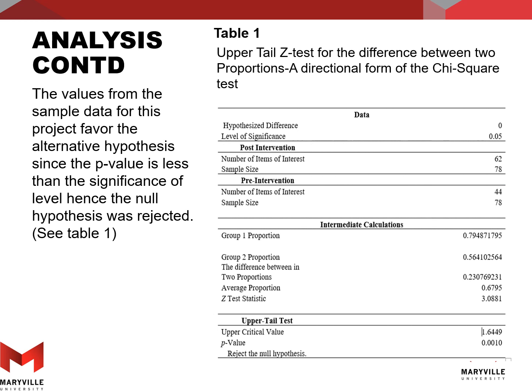Going over the upper-tail Z test that was used to evaluate the difference between the two proportions, a directional form of chi-square test was done, and the values from the sample data for this project favor the alternate hypothesis, since the p-value is far less than the significance level. Hence, the null hypothesis was rejected. Please see Table 1.